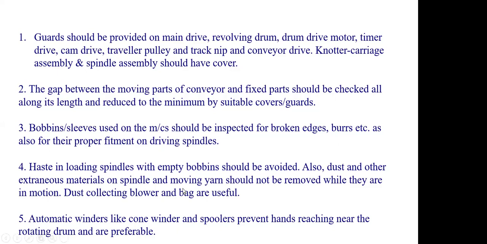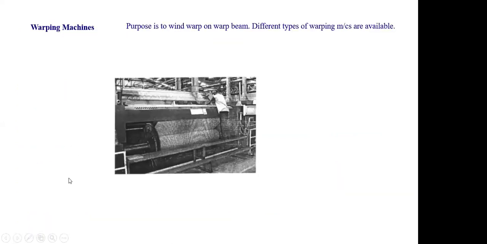Then automatic winders like cone winders and spoolers prevent the hands from reaching near the rotating drum, which is preferable. And with respect to wrapping machines, the purpose of wrapping is to wrap the beam, and different types of wrapping machines are available. Here wrapping is nothing but, once the cloth is ready, they wrap it into bundles.